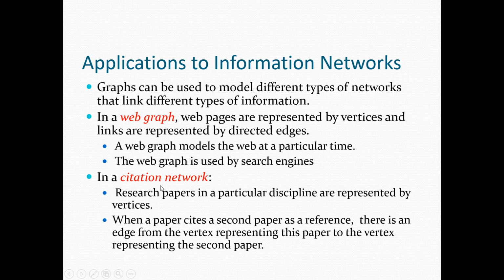Citation network. Research papers in a particular discipline are represented by vertices. When a paper cites a second paper as a reference, there is an edge from the vertex representing this paper to the vertex representing the second paper.